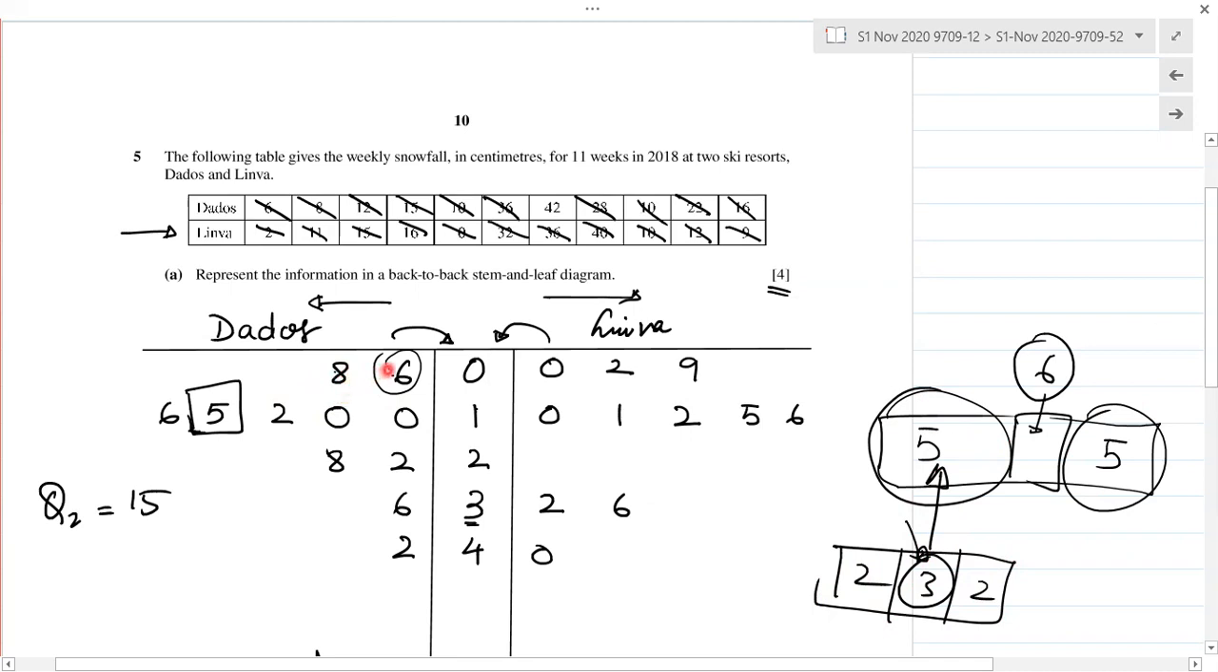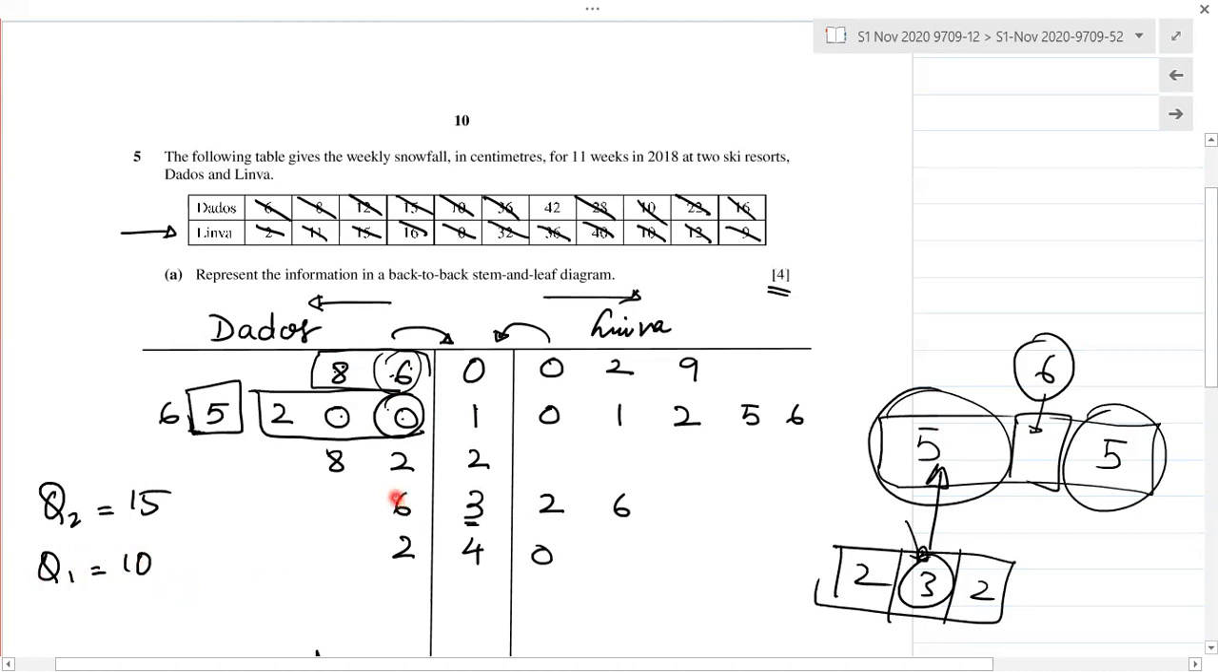So if we count this, that's 1, 2, 3, 4, 5. These are the first 5 values we have, and we need to find the third value. So 1, 2, 3. So that's our third value right over here, which is 10. So Q1 is 10.